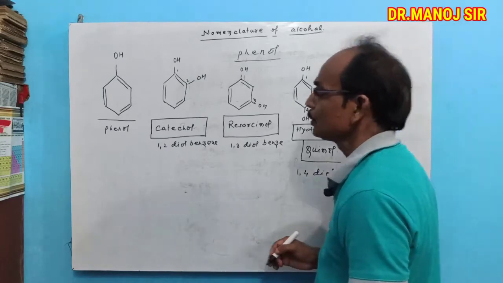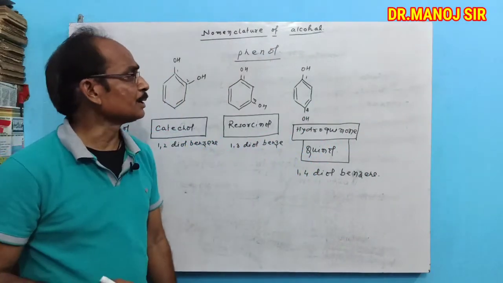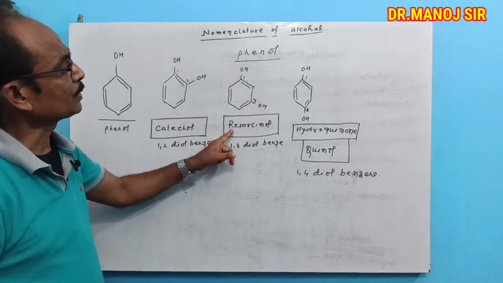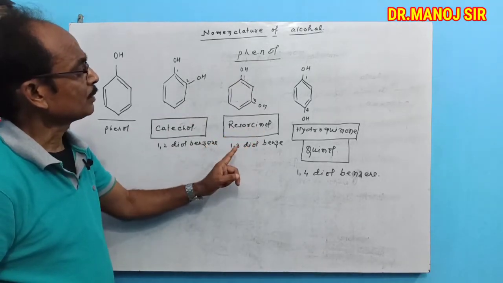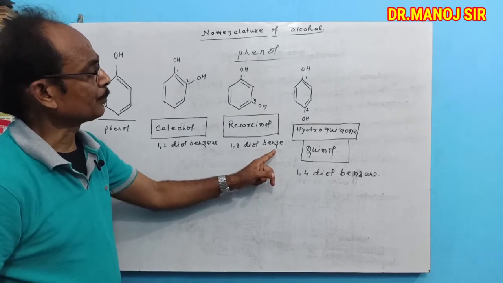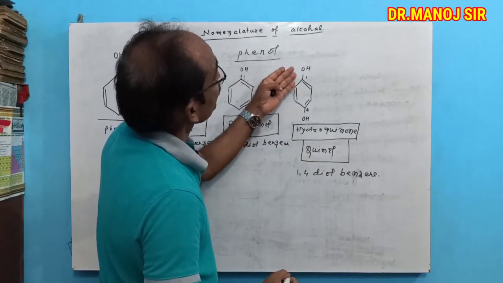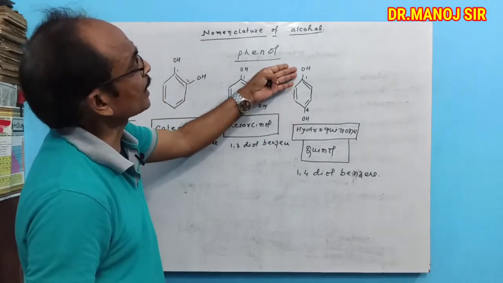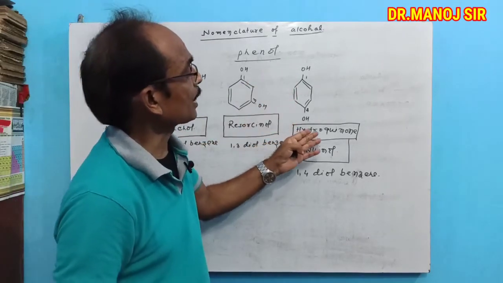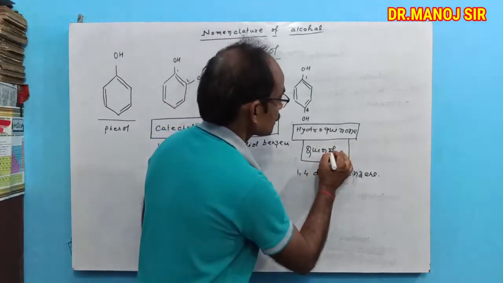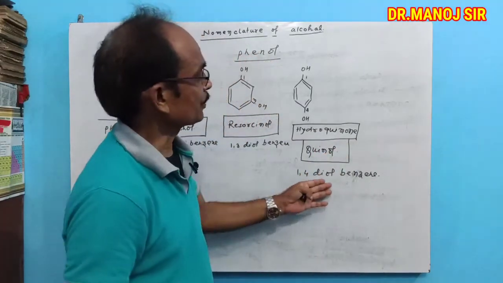Similarly, the third structure, in which OH is at the 1 and 3 positions, is called resorcinol, 1,3-diol benzene. And here OH is at the 1 and 4 positions, which is called hydroquinone, that is quinol, 1,4-diol benzene.